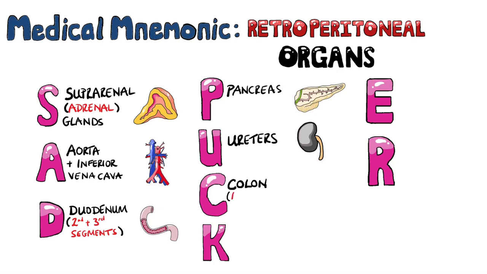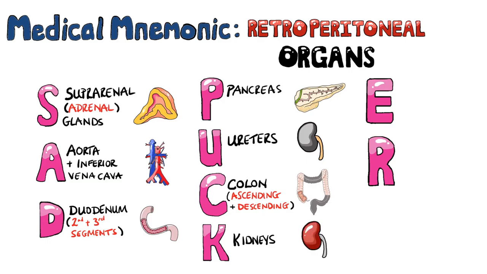Next, we have C, which stands for the colon. In particular, the ascending and descending portions of the colon are retroperitoneal. The transverse colon and the sigmoid colon are not retroperitoneal. K is for kidneys, which kind of goes along with the ureters and the suprarenal glands being retroperitoneal.